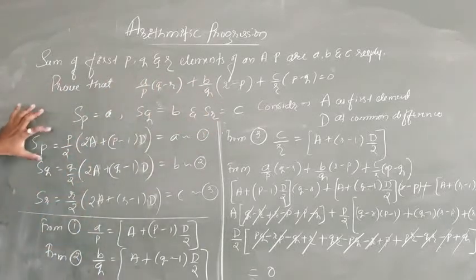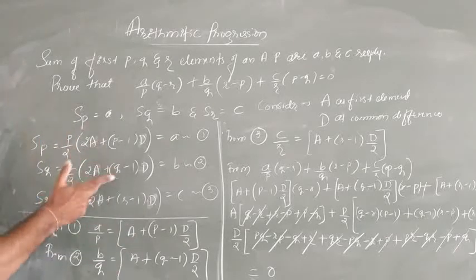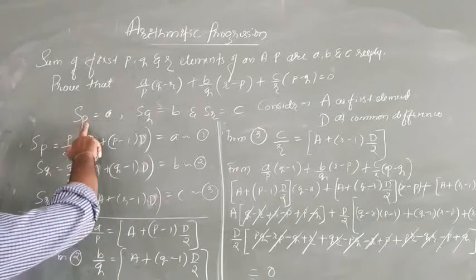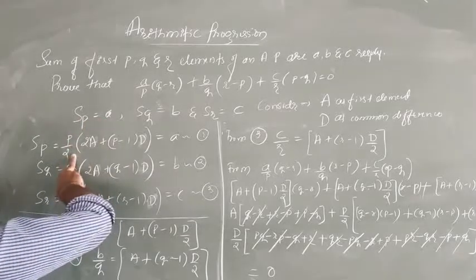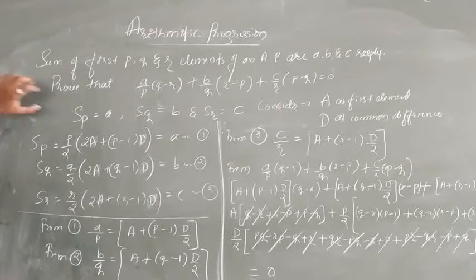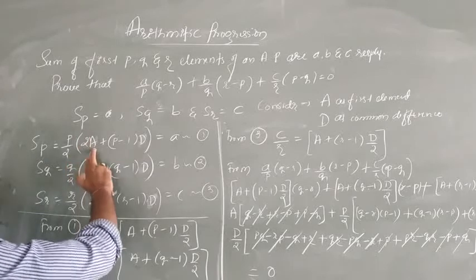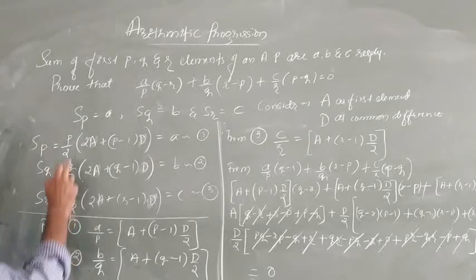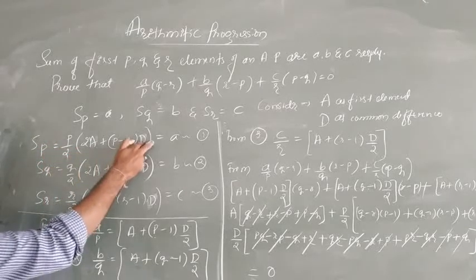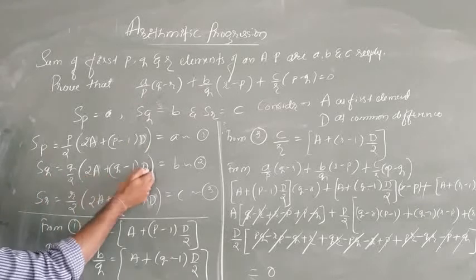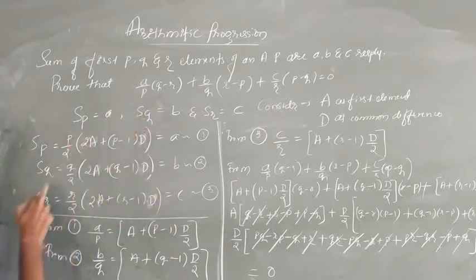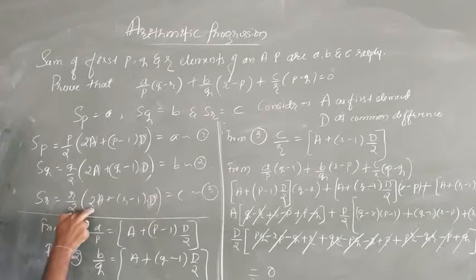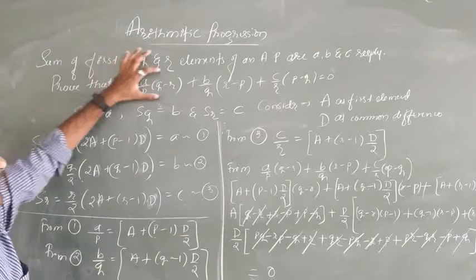Sum of n elements is n by 2 into the bracket, and in place of n we have to substitute p. But here I have taken the capital A as the first element, and the common difference is D, because those elements are going to be repeated here. The sum of the first p elements is p by 2, 2A plus p minus 1 into D, equal to a. The sum of q elements is q by 2, 2A plus q minus 1 into D, equal to b. The sum of r elements is r by 2, 2A plus r minus 1 into D, equal to c. So what I want is a by p, b by q and c by r.